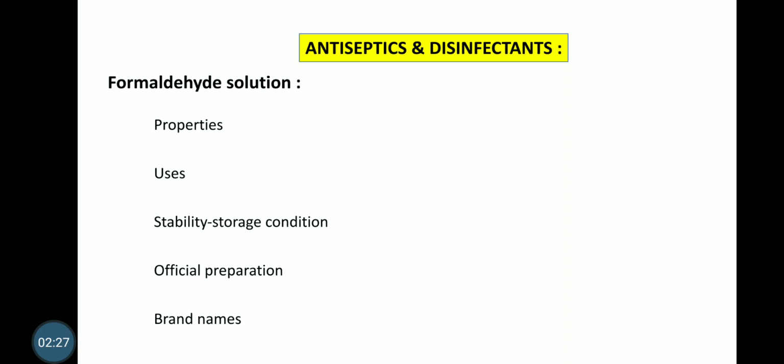Hexamine. Now, hexamine is prepared from formaldehyde. Formaldehyde, if reacted with ammonia, is converted into hexamine. This hexamine possesses urinary antiseptic property, hence it is used along with acidifying agents like ammonium chloride. Pharmaceutical formulations: formaldehyde lotion, formaldehyde gel. The brand name is formalin.